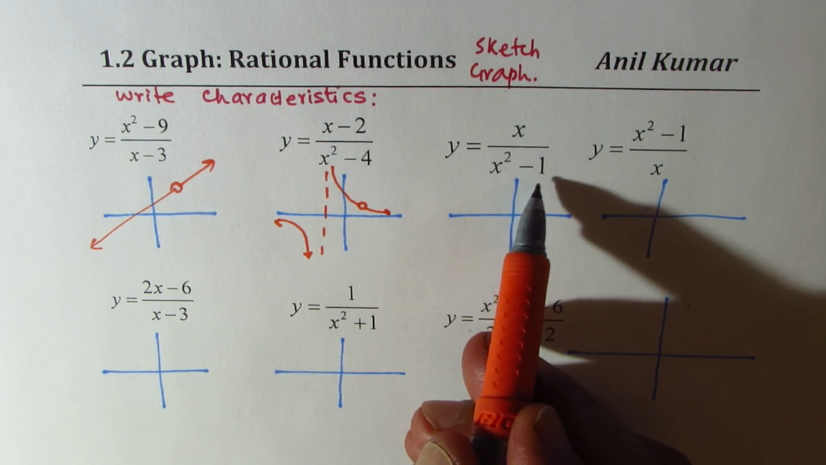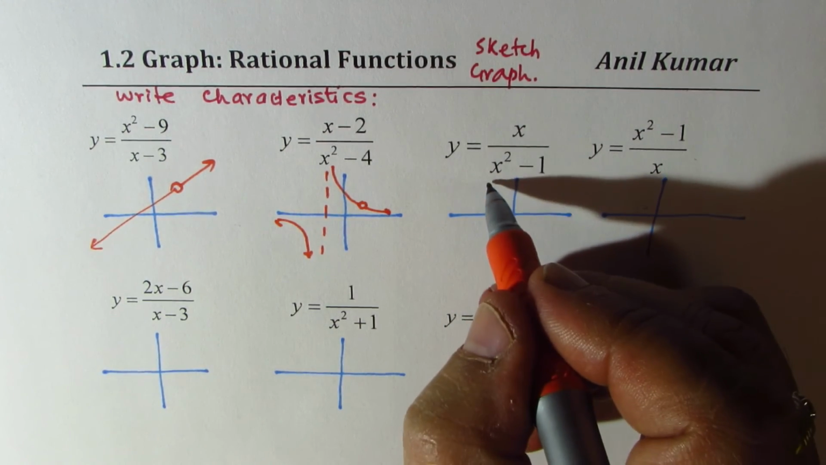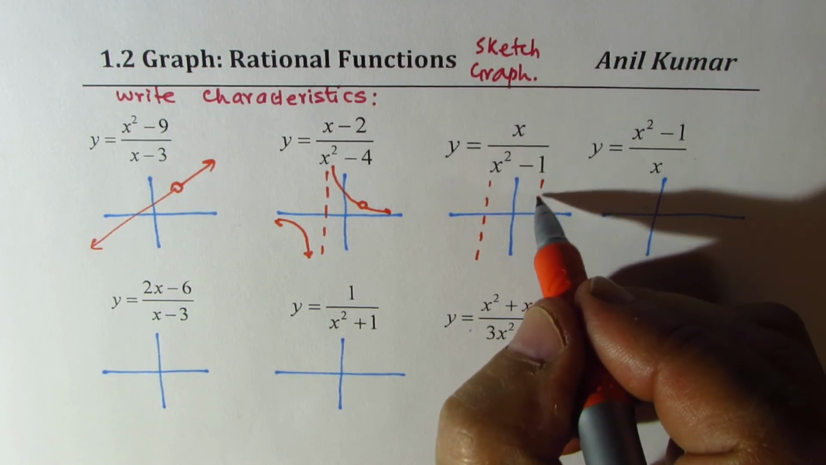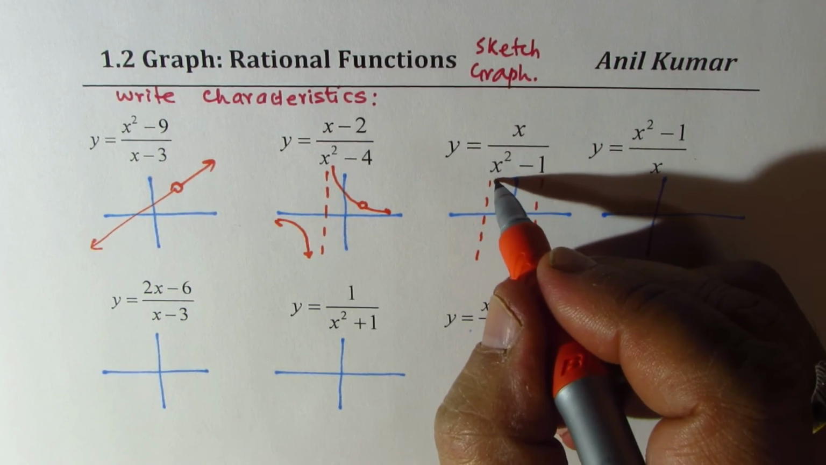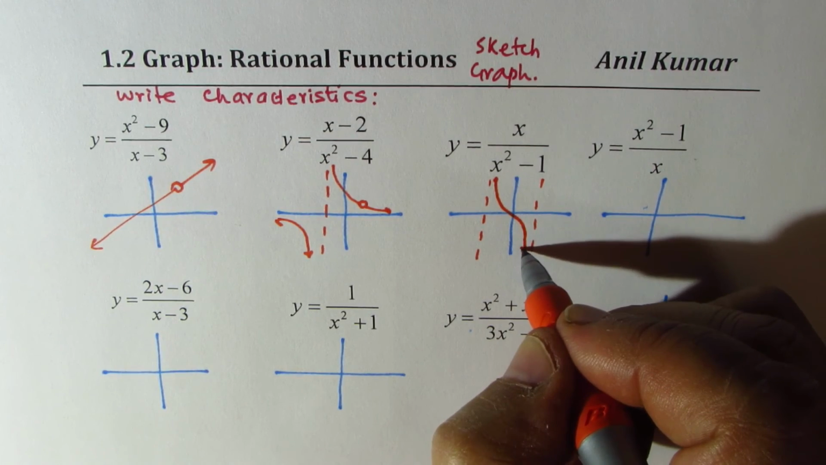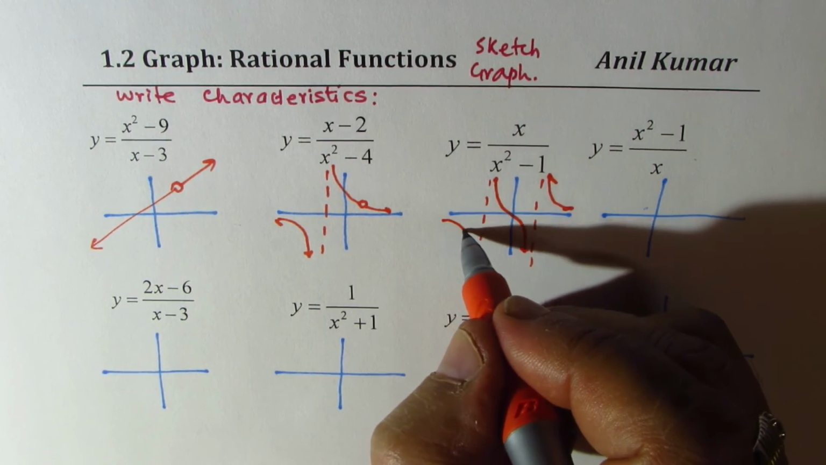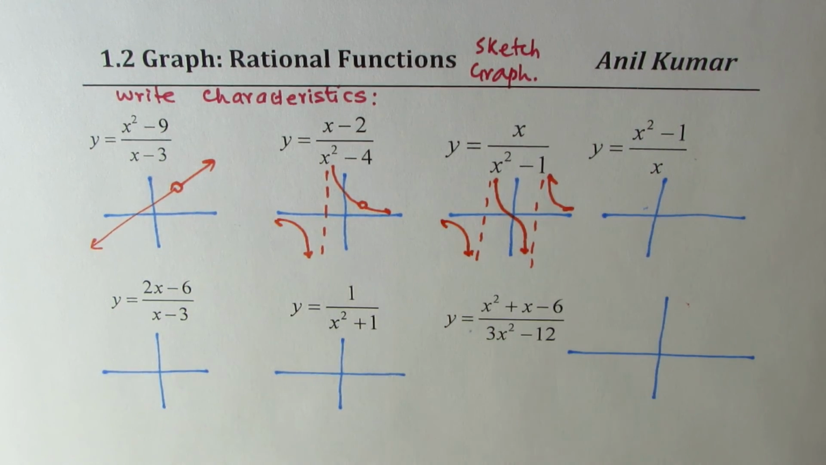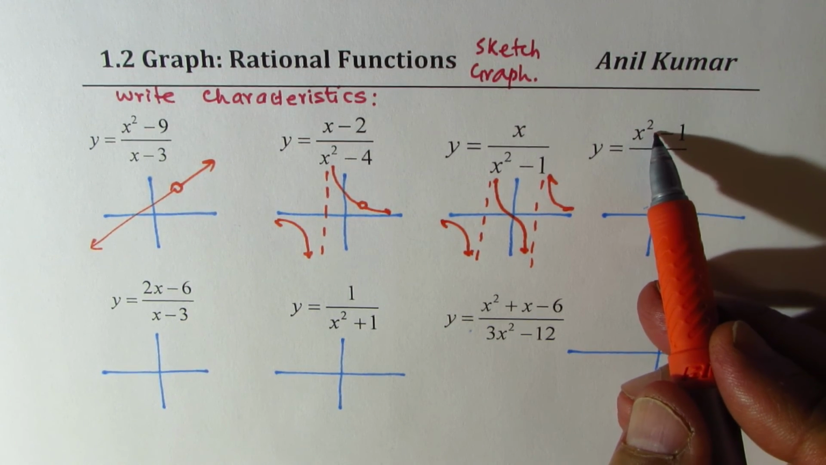Perfect. Now this graph here is symmetric about the origin. It has 2 vertical asymptotes at plus minus 1. X-intercept right in the center and looks like this. Horizontal asymptote is y equals 0. Clear?